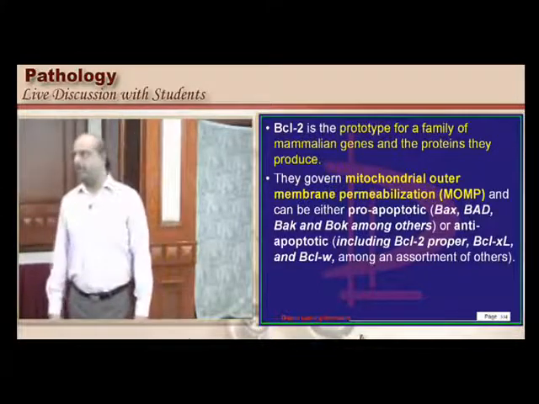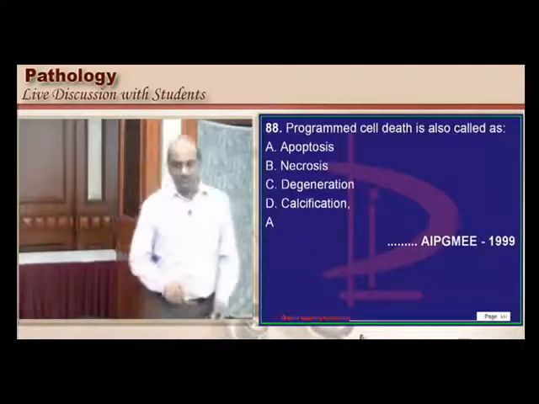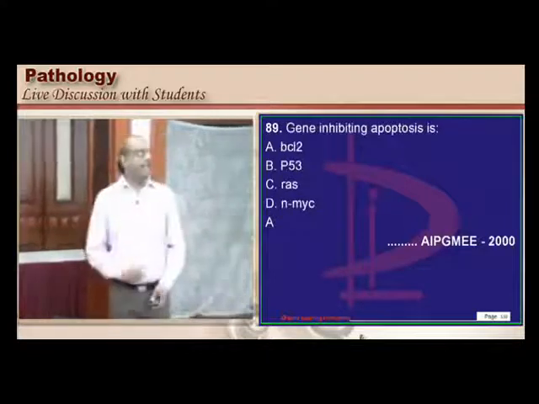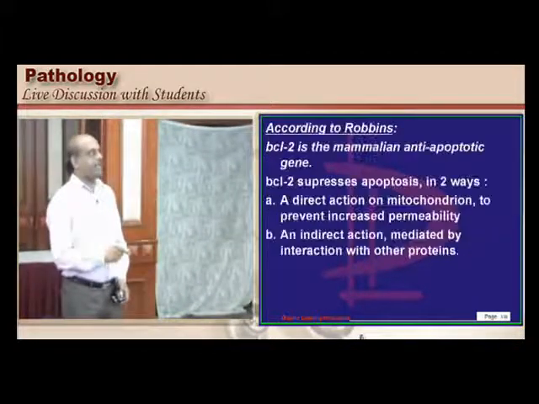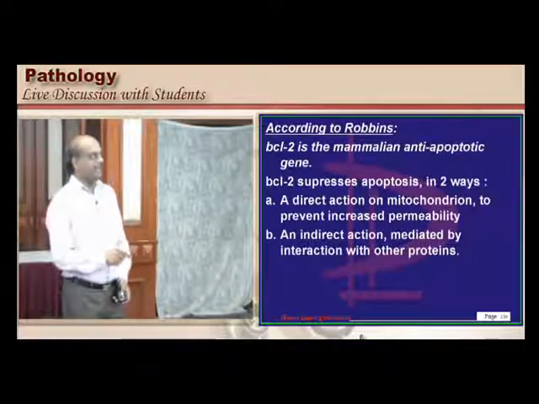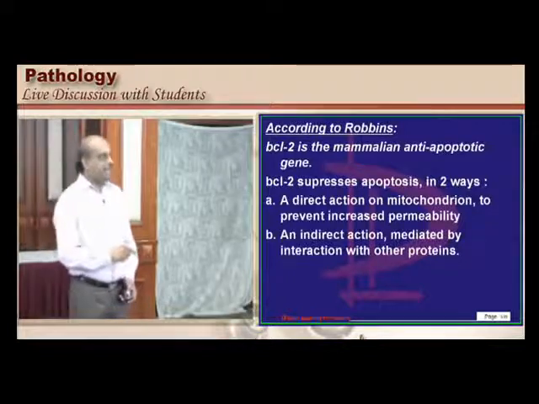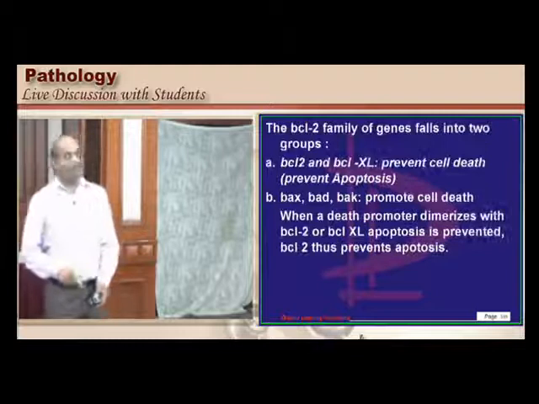Programmed cell death is basically called apoptosis, as all of you know very well. Now what genes basically inhibit apoptosis? Once more, a favorite question. BCL2 is anti-apoptotic in nature, and the BCL2 family includes BCL2 and BCLX, whereas BAX, BAK and related genes promote cell death. That is what needs to be remembered.